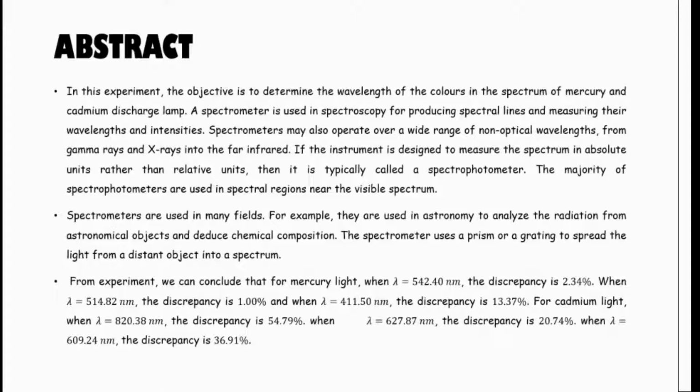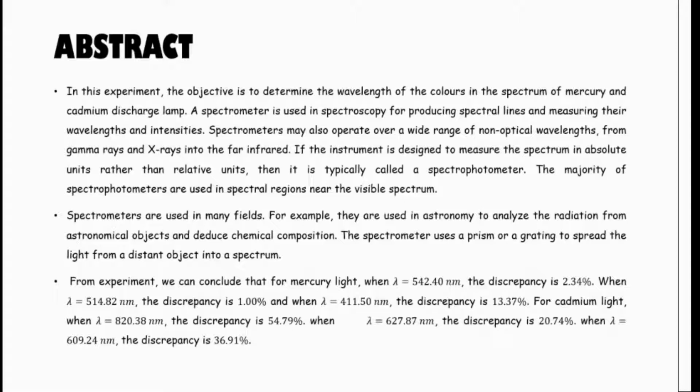From the experiment, we can conclude that for mercury light, when the wavelength is 542.40 nanometer, the discrepancy is 2.34%. When the wavelength is 515.82 nanometer, the discrepancy is 1.00%. And when the wavelength is 411.50 nanometer, the discrepancy is 13.37%.